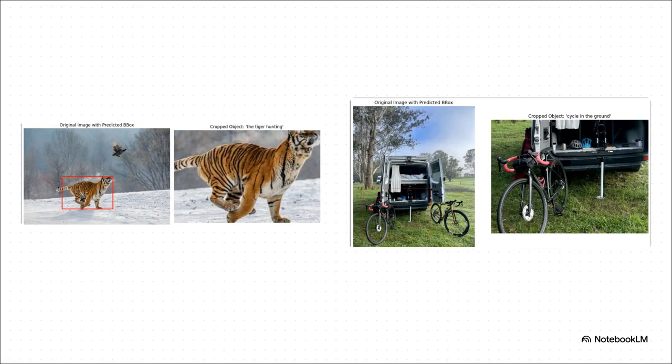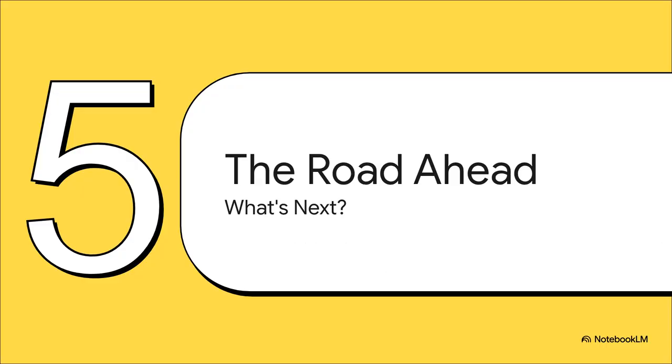But hey, numbers are one thing, but seeing is believing, right? Check these out. On the left, the prompt is the tiger hunting, and it absolutely nails it, totally ignoring that bird. And on the right, a cycle in the ground, and it finds just the bike lying down. This shows it's not just finding objects, it's understanding context. That's next level stuff. This is awesome, for sure. But in the world of AI, you're always asking, what's next? So let's take a quick look at the road ahead.